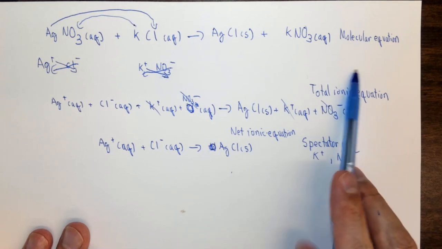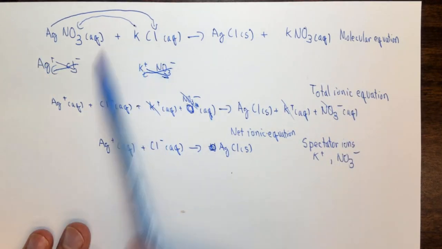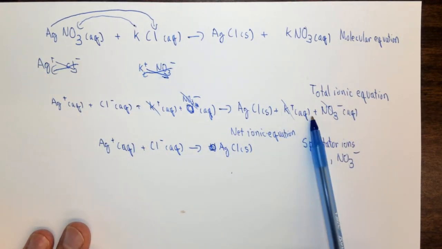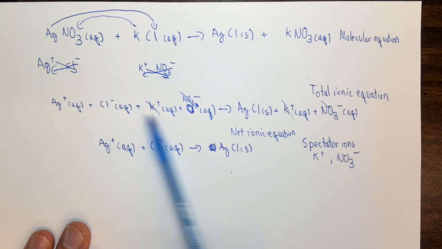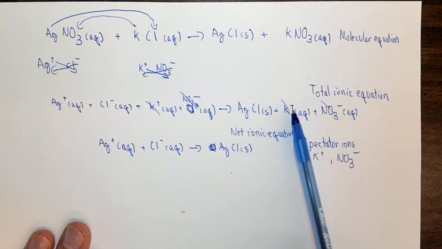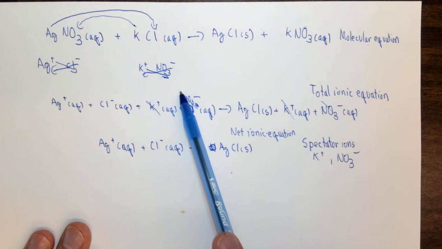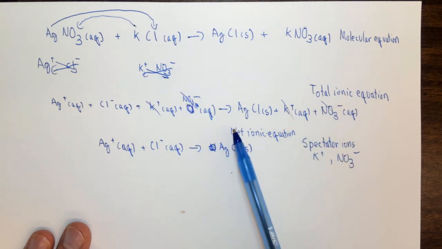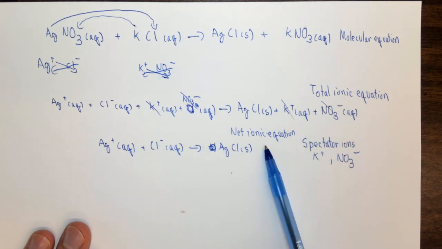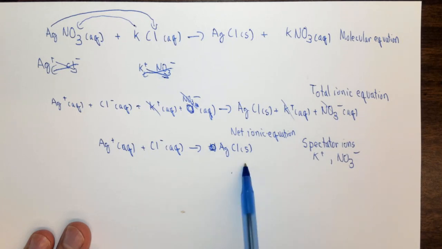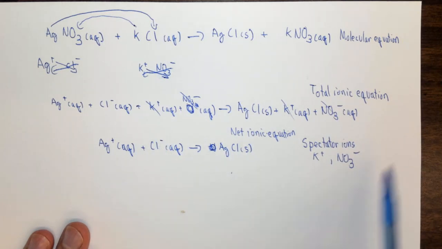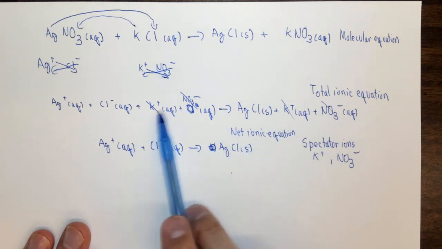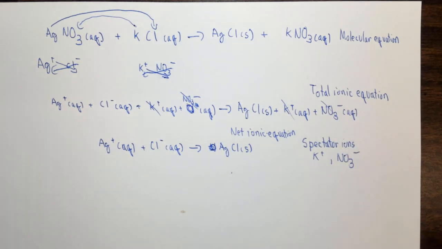So in the molecular equation, we have everything. In the total ionic equation, we break everything that's aqueous into its ions. Then for the net ionic equation, we cancel out ions that are on both sides, which gives us the net ionic equation. The spectator ions are ions that are aqueous on both sides, the ones we canceled out. So that's basically how this works.